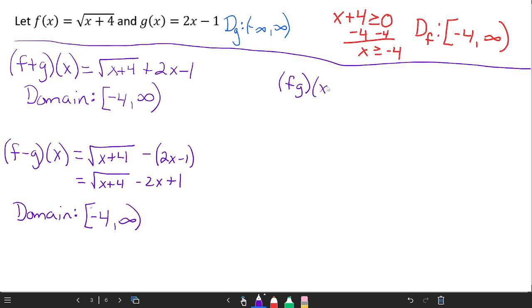All right, let's look at f times g of x. So again, we're just doing the operation. We're taking the function f, multiplying it by the function g. You can just leave it like that. You can put g in front of f if you like, if you think that looks nicer. But there's really no need to do anything else with that. And the domain again is going to be all reals greater than or equal to -4 because the only restriction is coming from that square root function.